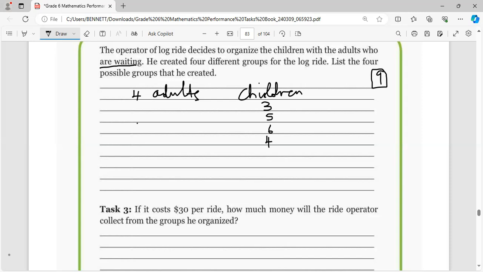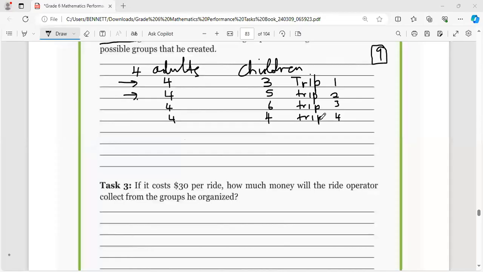So there are 2 ways you can do it. You have to visualize it though. Just think about the log, and the children on the log along with the adults, right? For the first one, you have 4 adults and 3 children. So the total of 4 adults and 3 children would be what?